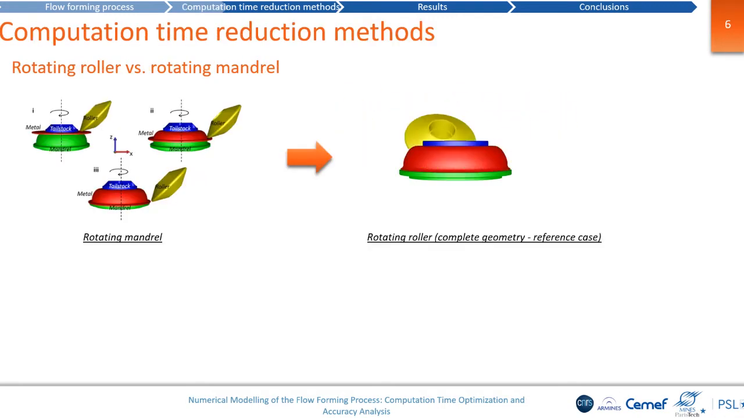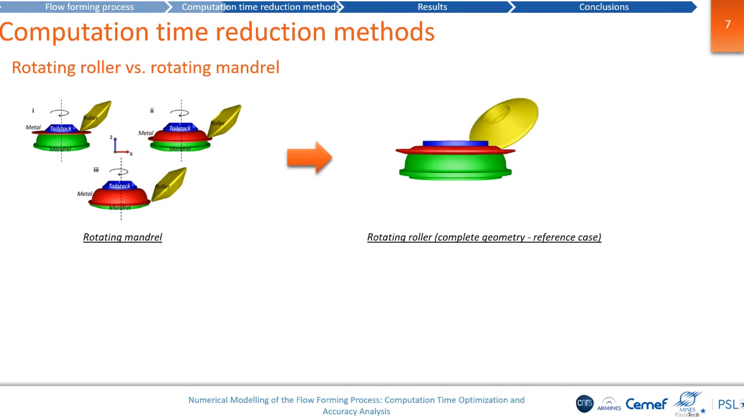First hypothesis to reduce the CPU time is only to modify the kinematic of the process. In reality, we have the left configuration. The sheet is stuck between the tailstock and the mandrel, and the whole system is rotating. The roller is only moving in this XZ plane in order to define the sheet thickness reduction.